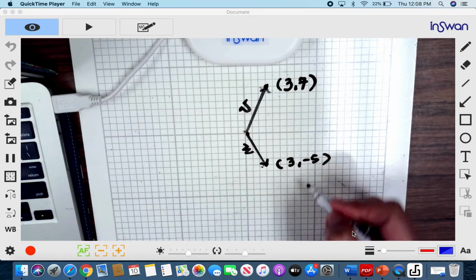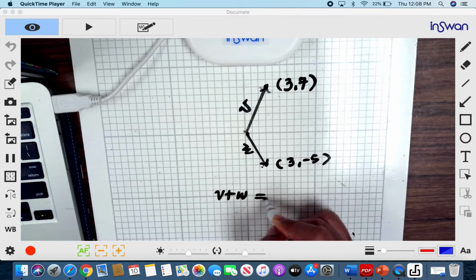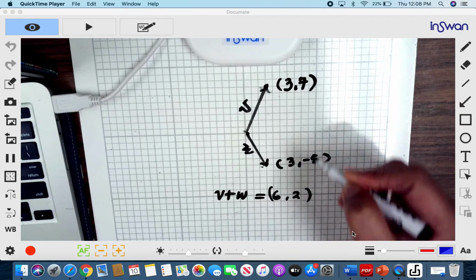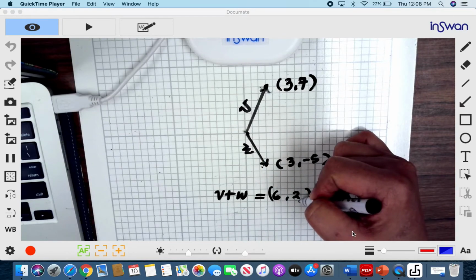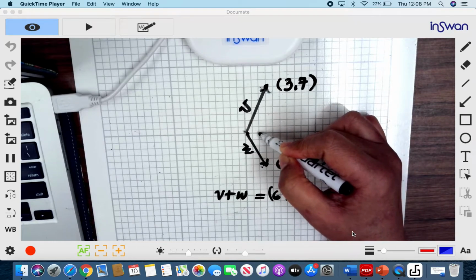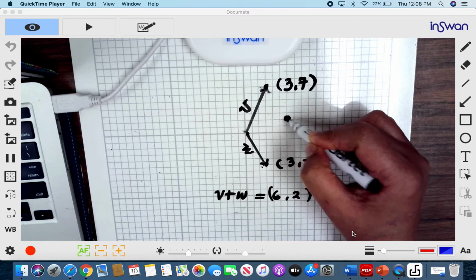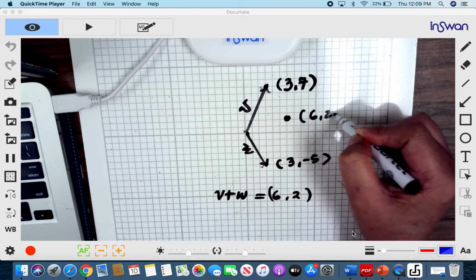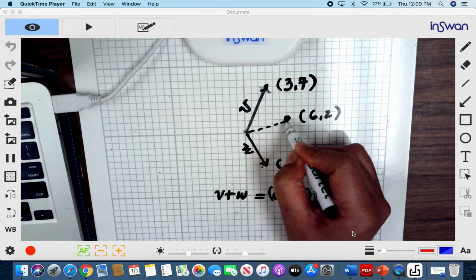So if I'm going to add these two vectors, so let's say v plus w, it gives us 6 and positive 2. So the resultant of the vector should be from this point up to 6, 2. So 6, 2 is 1, 2, 3, 4, 5, 6, 1, 2. So that would be the point of the end of the resultant vector. So this is actually our resultant.